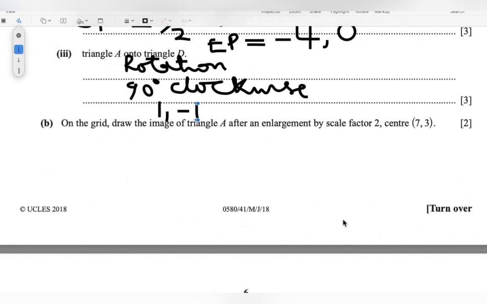Okay, so that's that for that. And then the B part is here on the grid. Draw the image of triangle A after an enlargement by scale factor of 2, center 7,3. Okay, center 7,3. Draw the image of triangle A.